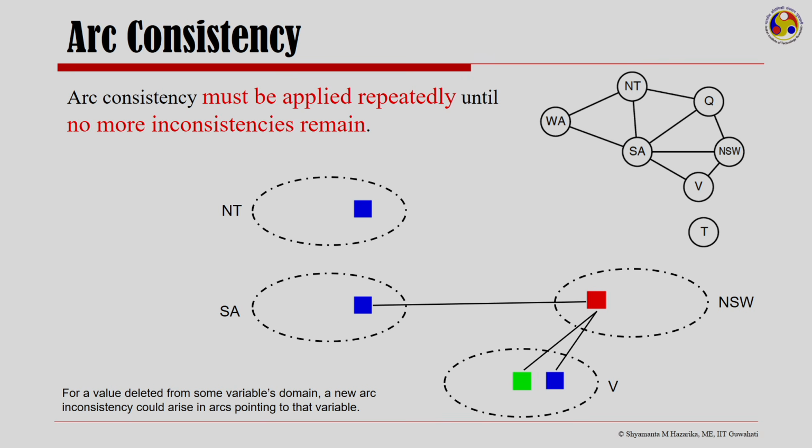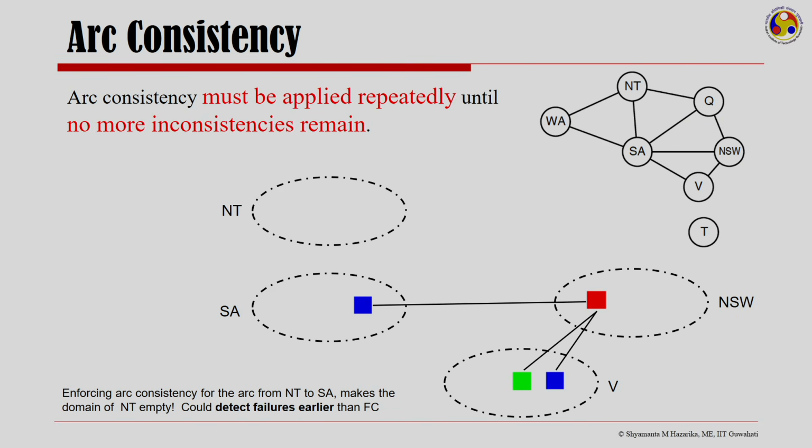Now, if you look at these two domains of NT and SA, if I somehow apply arc consistency between them, then I would need to delete blue from NT in order to have arc consistency between SA and NT. So, enforcing arc consistency from the arc from NT to SA would make the domain of NT empty. And this is how arc consistency could detect failures earlier than forward checking.